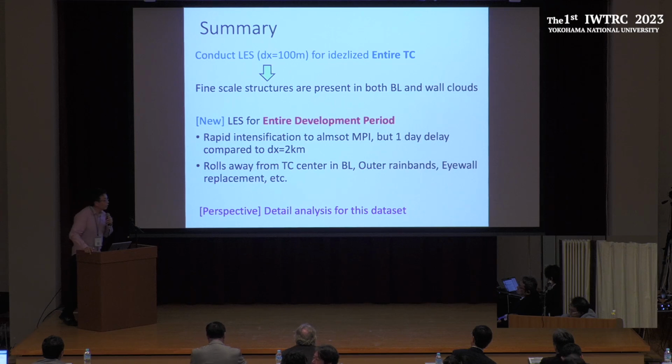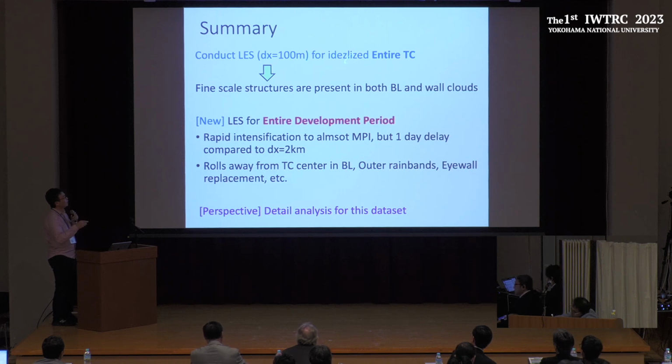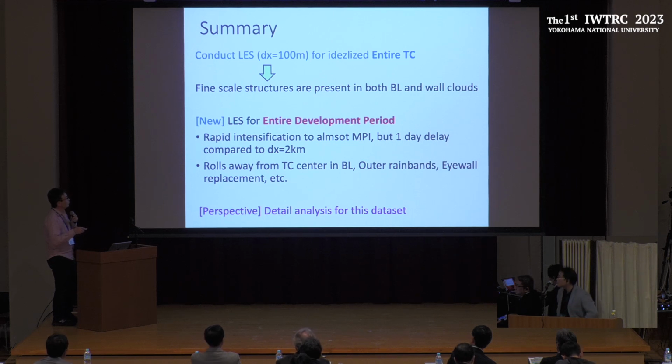So let me summarize this study. We conducted LES with a horizontal resolution of 100 meters for an idealized entire tropical cyclone. We find fine scale structure in both the boundary layer and wall cloud. The new thing we are doing is LES for the entire development period. We do see the rapid intensification to almost MPI, but delayed by 1 day compared to the usual resolution.